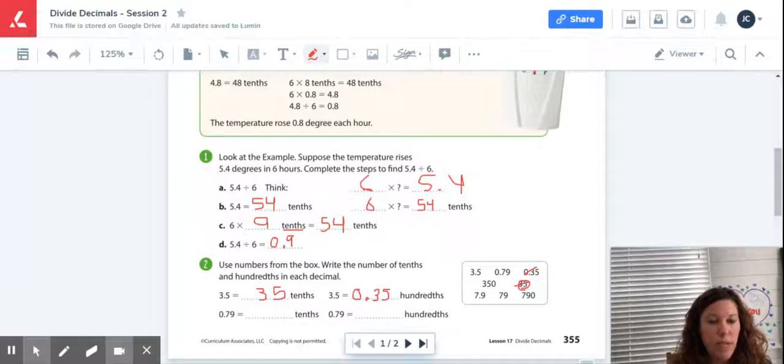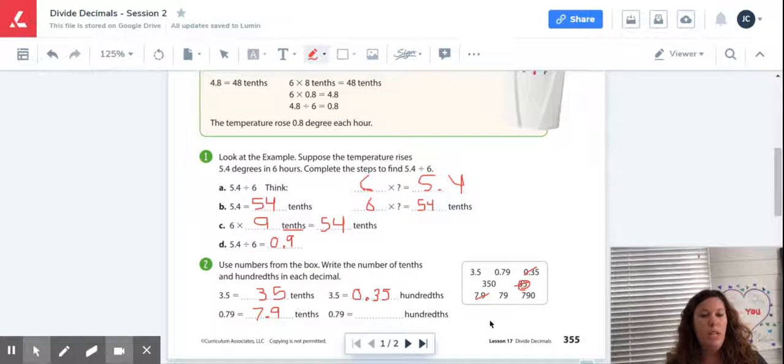Okay, so 79 hundredths is equal to how many tenths? So that means my 9 is going to be in my tenths place, which means that's going to be right next to a decimal because the tenths place is right next to the decimal. And then 7 becomes my 1, which is 7.9 right here. Let's cross that one out.